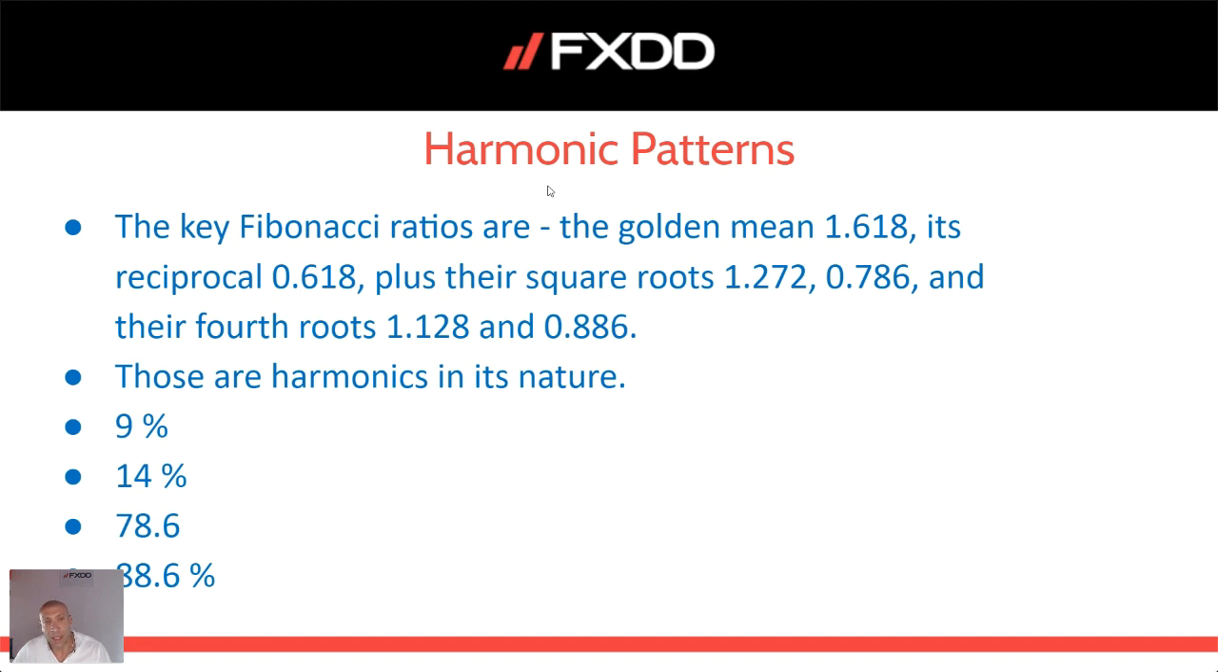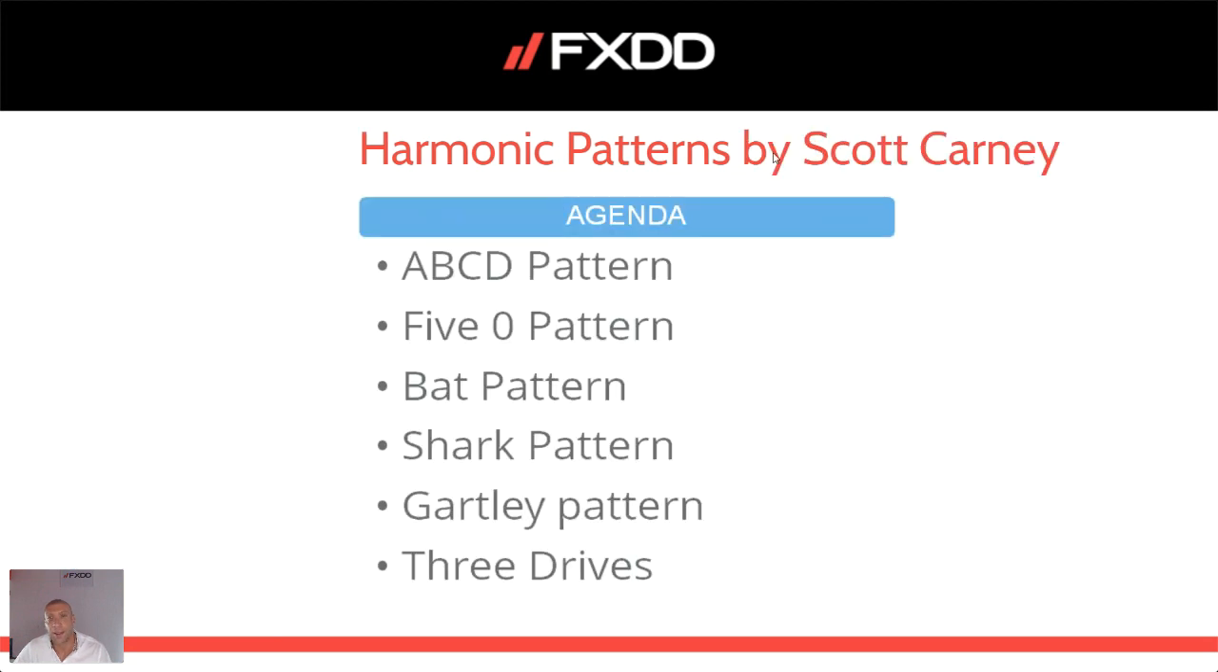Now, in regards to harmonic patterns, we already know that the key Fibonacci ratios are the golden mean 1.618, its reciprocal, that is 0.618, and their square roots 1.272 and 0.786, and their fourth roots 1.128 and 0.886. All of those are harmonics in nature. But we also use other ratios, such as 0.9 and 1.4, and my favorite is 78.6 and 88.6.